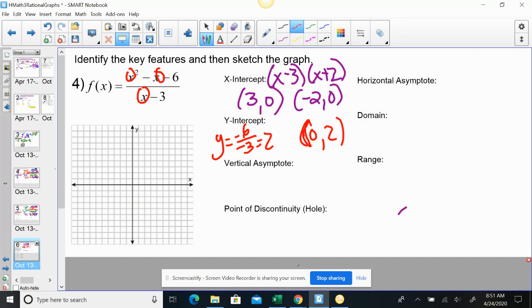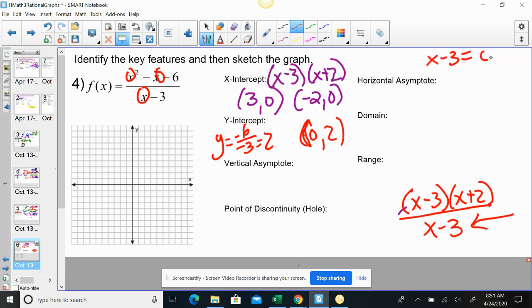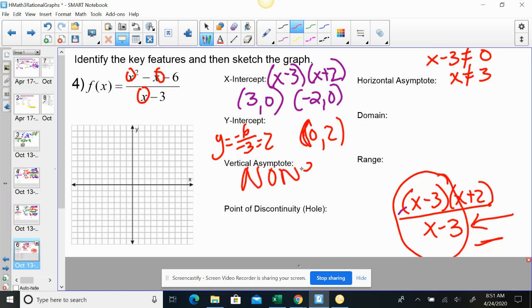So I've already factored the numerator, x minus 3, x plus 2. Remember, it's only the denominator that really restricts our values. So x minus 3 cannot equal 0, which means x cannot equal 3. So x cannot equal 3 is a common factor, and there's nothing else down there. So I do not have any vertical asymptotes for this one. I only have a hole, and that hole happens at 3.